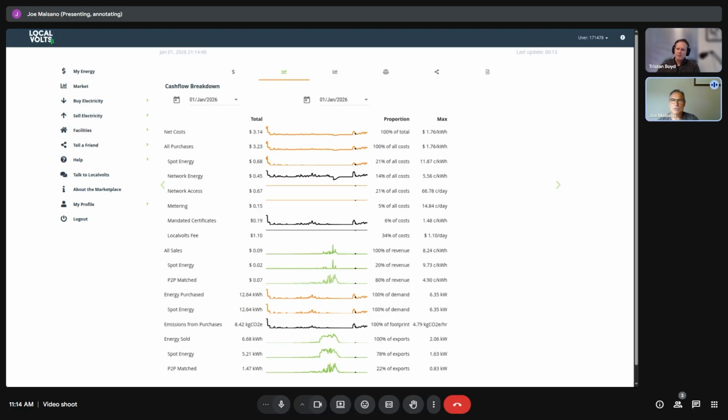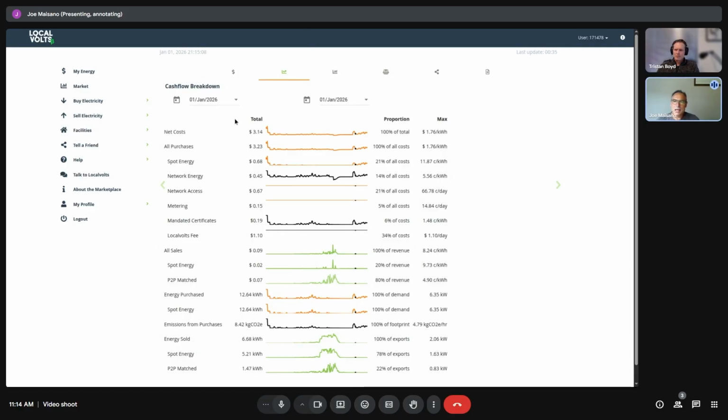Okay, this is our cash flow breakdown screen. It's the second tab on our My Energy screen. Now, one way to think of this is it's your bill for today or for any other day you might select. So it essentially divides all your costs and your revenues up into the various component areas.